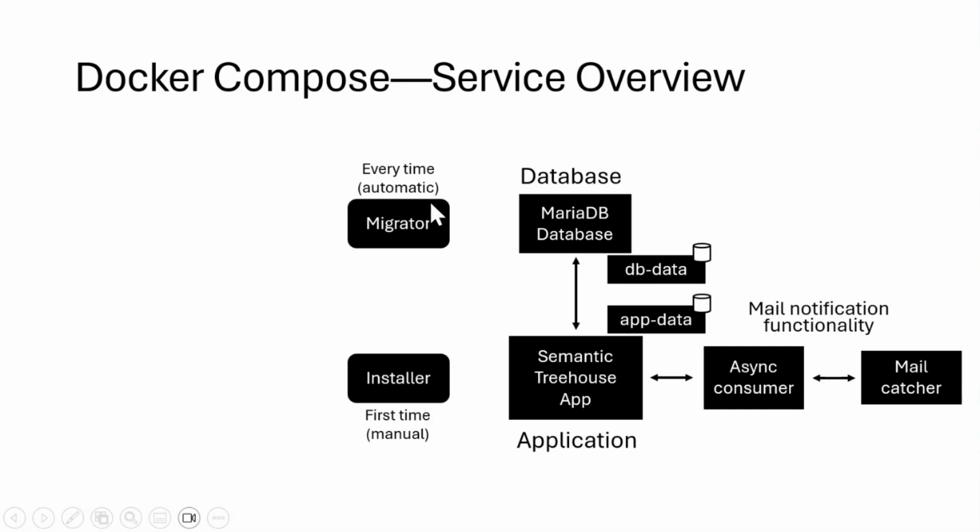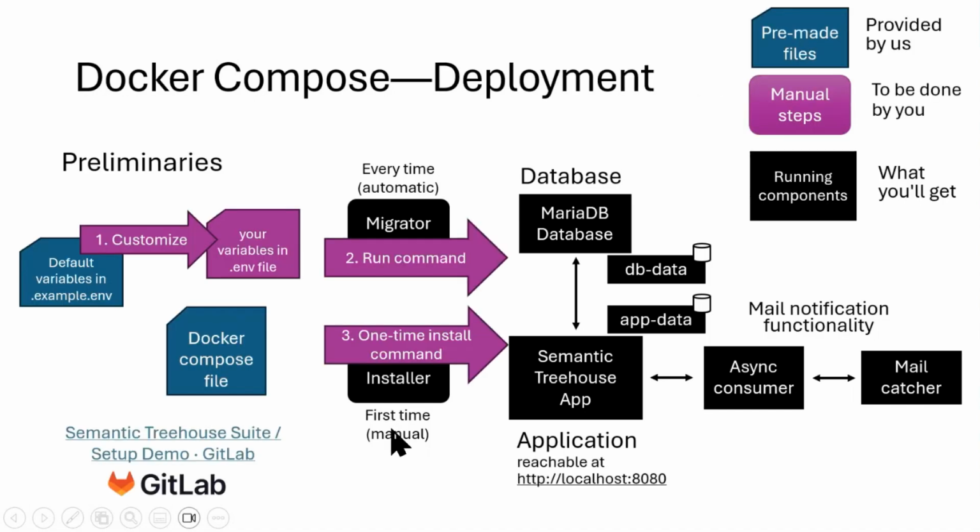On the left, there are 2 odd jobs that have to do with migrating the application, because we're adding so much functionality all the time. So that's the migrator that updates the database schema if it's needed, but you need not worry about it because it's an automatic process when you do Docker Compose up. Then there's an installer that we only run once. I'll show that.